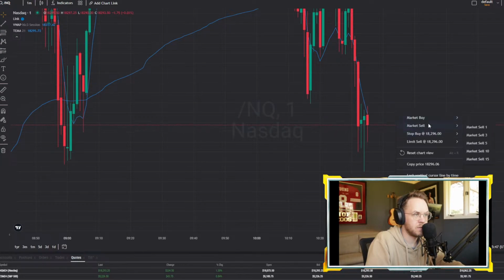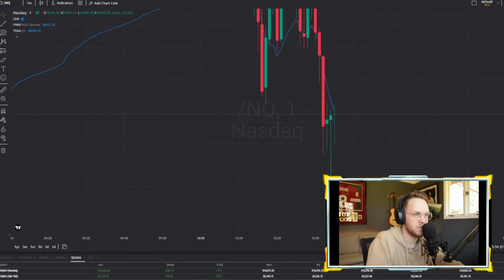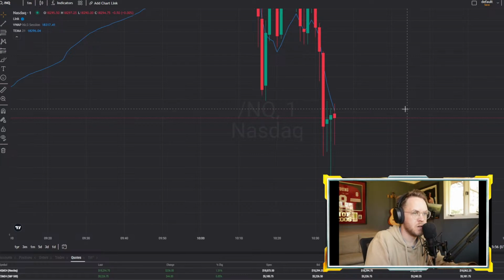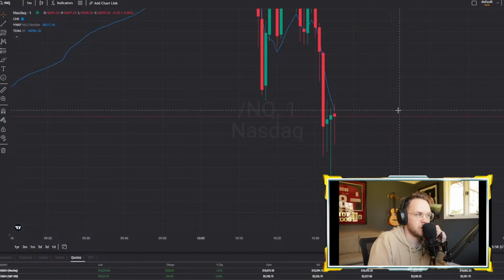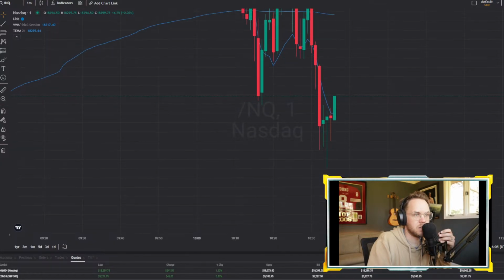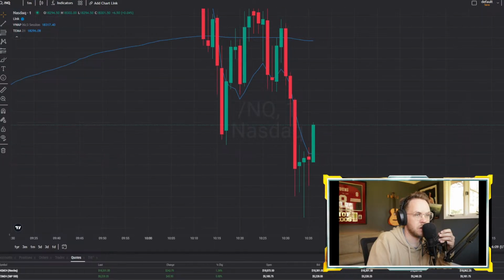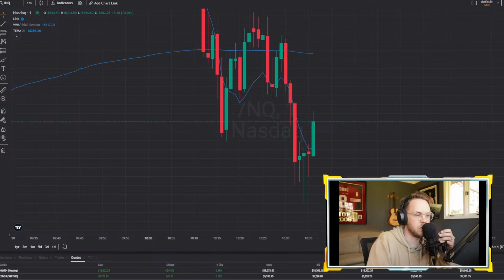Maybe a short here off of the EMA. Although it looks like we're getting kind of bullish here. Let's see if the 300s serve as resistance for us here before we place a trade. All right, let's see what happens here. All right. We're ripping. We're ripping. Very interesting.